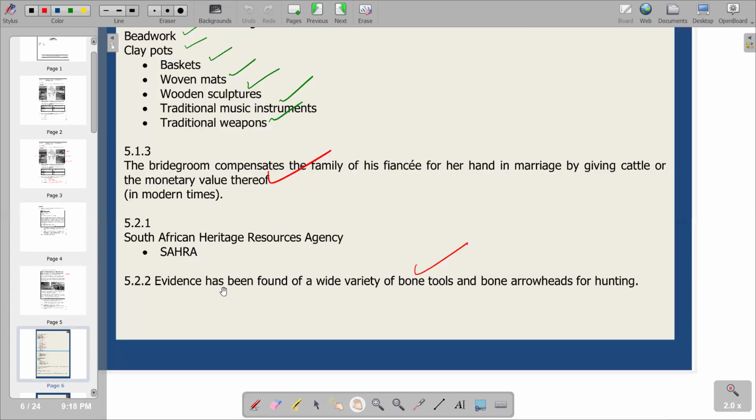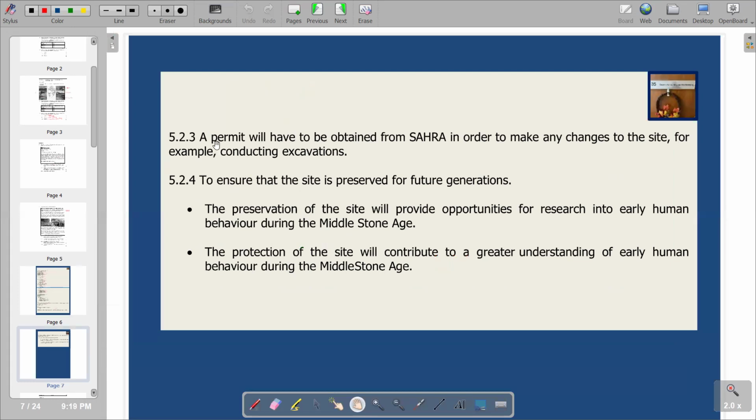Let's try to see in terms of our response section and see what we have. So it's saying a permit has to be obtained from SAHRA in order to make any changes to the site, for example, conducting excavations. So this is what we have. So obviously, we said SAHRA represents South African Heritage Resources Agency. So this is the one that's supposed to issue that permit as a protection. So this is what we have on 5.2.3.